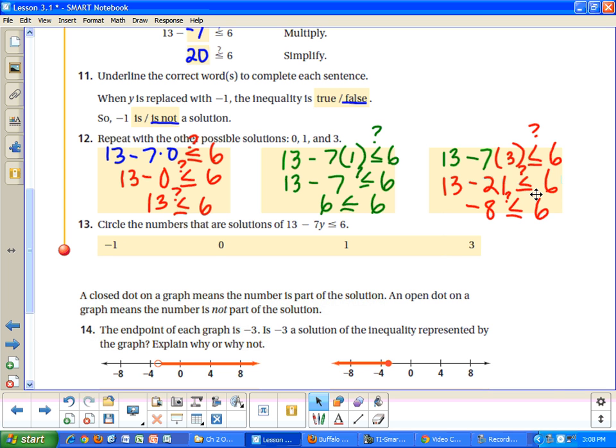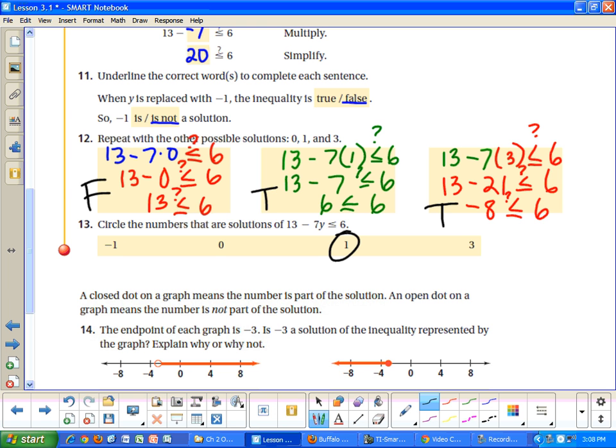So if we look at the work for the first one, we see that 13 is less than or equal to 6. That is false. So that's not a solution. In the second one, 6 is less than or equal to 6. That is true. That is a solution. And the last one, negative 8 is less than or equal to 6. That is true. So we can see from the work here that 1 and 3 are solutions.